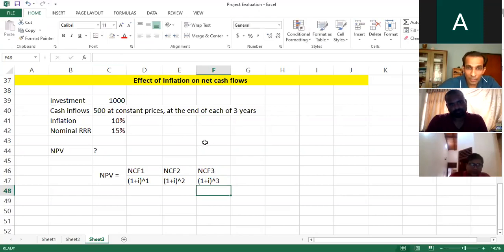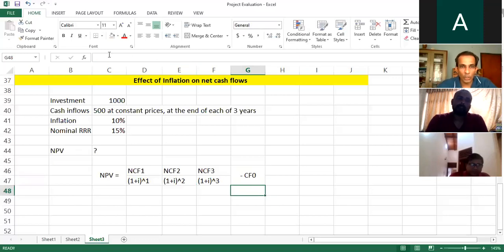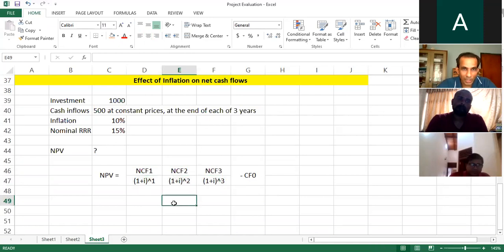From this, we have to deduct the investment, so I will put the cash flow at time 0. These 3 discounted values you need to add, and then deduct the investment. This is how you calculate NPV.